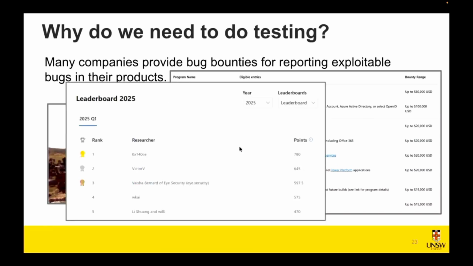And this is a leaderboard for the hackers or researchers who reported bugs for Microsoft in 2025. These are the real bounty hunters. And the tools they use for finding these bugs are mostly testing tools. So that's why we learn testing, right?